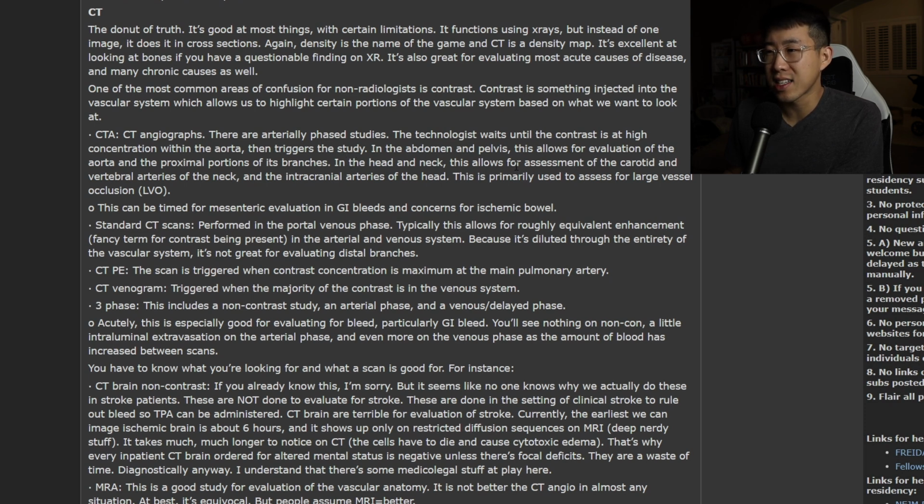In the head and neck, this allows for assessment of the carotid and vertebral arteries of the neck and the intracranial arteries of the head. This is primarily used to assess for large vessel occlusion.